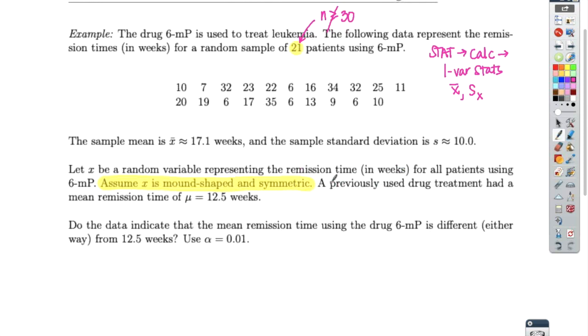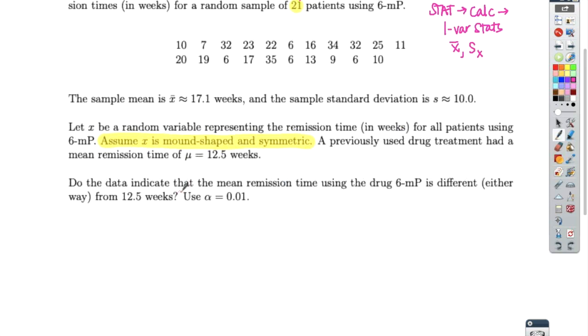Okay, a previously used drug treatment had a mean remission time of mu equals 12.5 weeks. So this is basically our starting place. The question for us is, do the data indicate that the mean remission time using the drug 6-MP is different either way from 12.5 weeks? And we're going to use a level of significance of 0.01 or 1%.